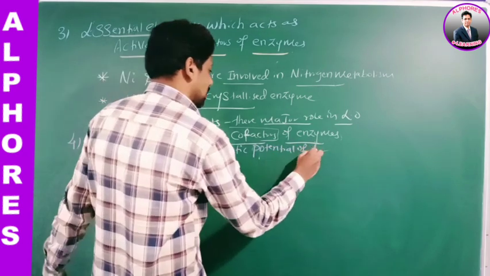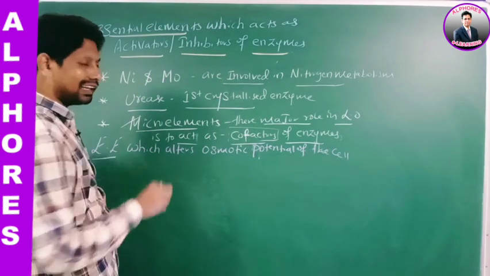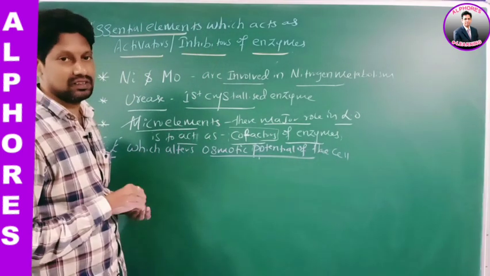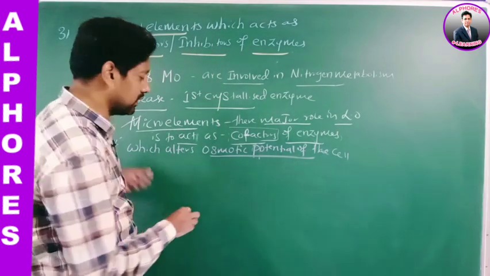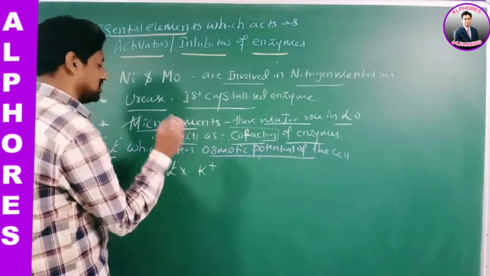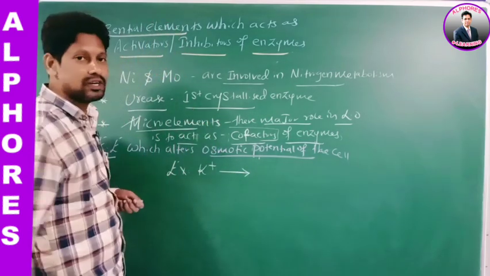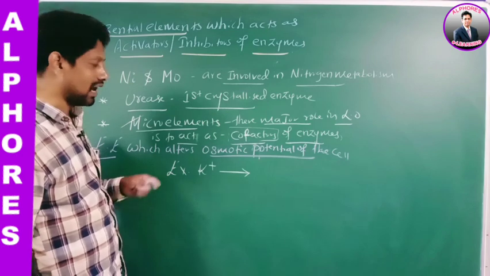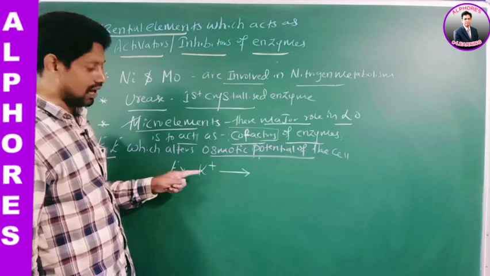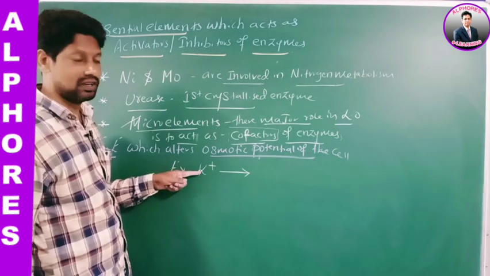Osmotic potential of the cell. The essential elements which can alter the osmotic potential of the cell all come under this category, this group. For example, take potassium. This potassium plays an important role in opening and closing of stomata by altering the osmotic potential of the guard cells.